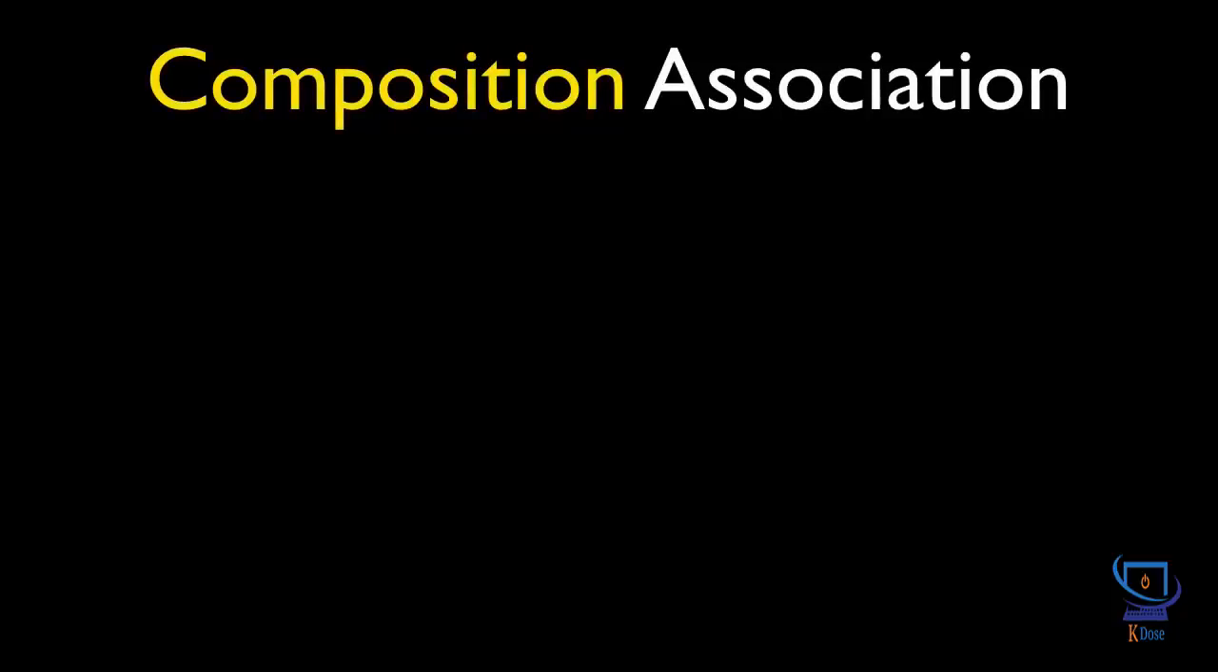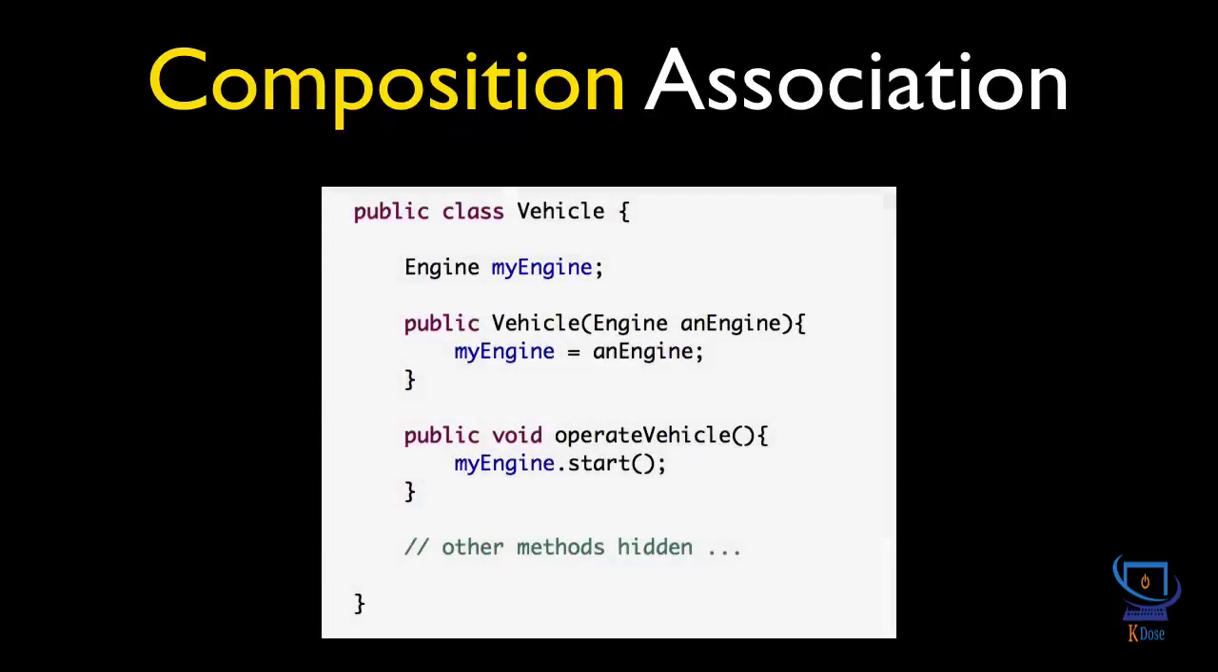Composition. This association is a bit more free-form than the one we saw previously. Composition is exactly what it sounds like. A particular object is composed of other objects that make up a whole. And if the containing object ceases to exist, the internal parts it's composed of no longer exist either. That's composition. Now let's take a look at an example for this.